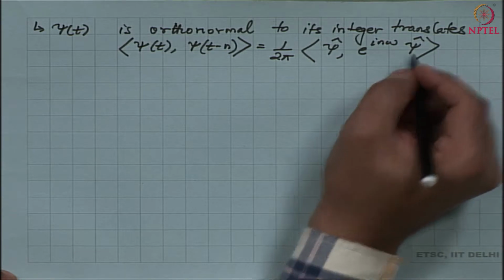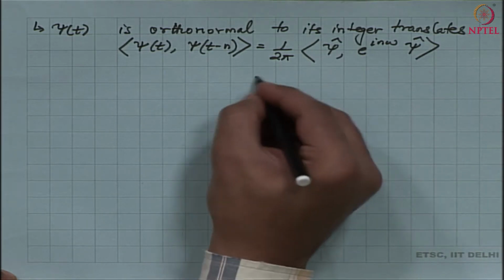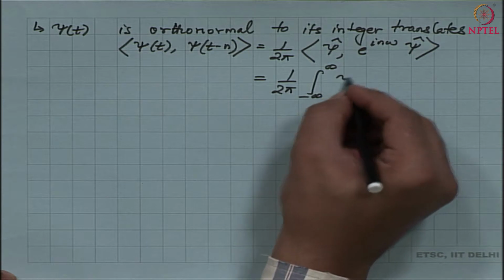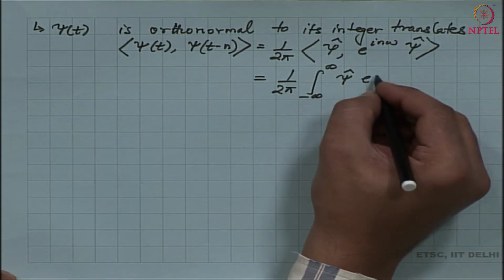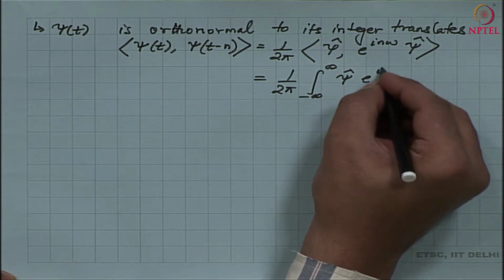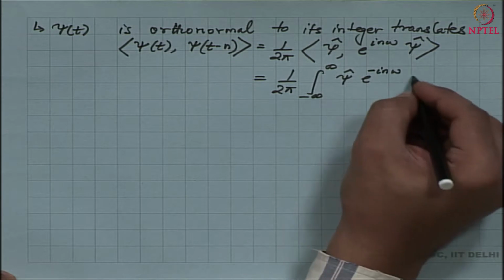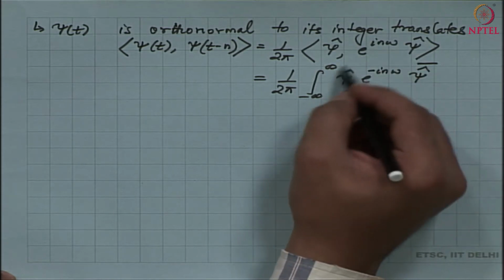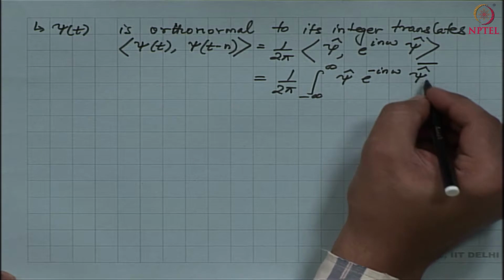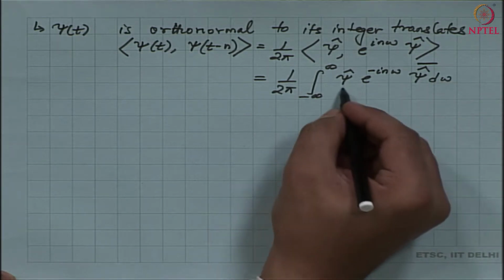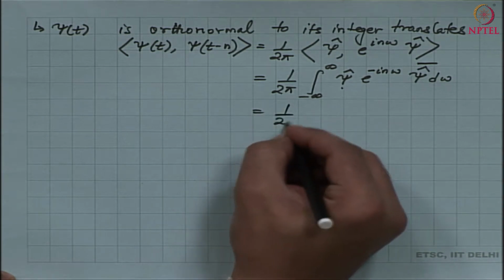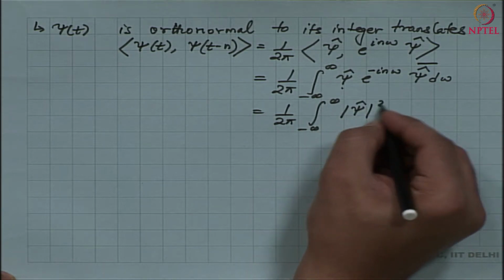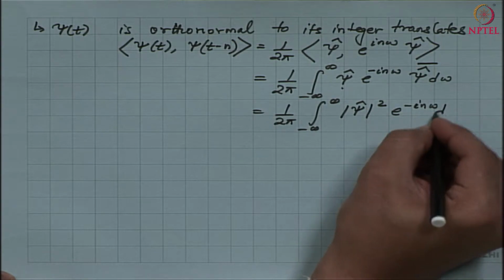If I were to evaluate this inner product, this is also equal to 1 by 2 pi integral from minus infinity to infinity psi hat e to the power i n omega, with a negative sign, times psi hat conjugate. The inner product is the function multiplied by its conjugate, d omega. So this particular integral is 1 by 2 pi negative infinity to infinity psi hat omega squared e to the power negative i n omega d omega.